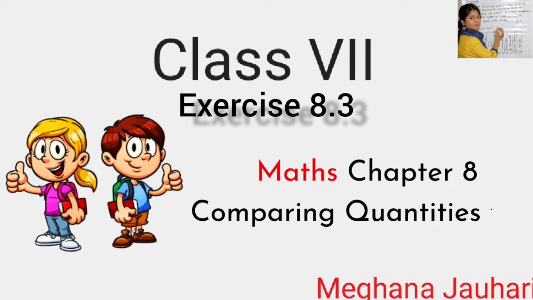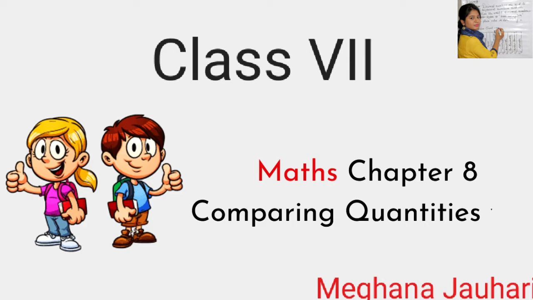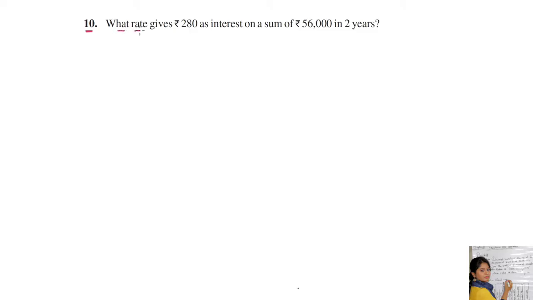So, we are learning how to solve questions of exercise 8.3. In this video, we are going to solve question number 10. Question number 10 says: at what rate does a sum of rupees 56,000 give rupees 280 as interest in 2 years? The principal amount is rupees 56,000, and the interest earned in the time period of 2 years is rupees 280. With this information, we need to find the rate, right?